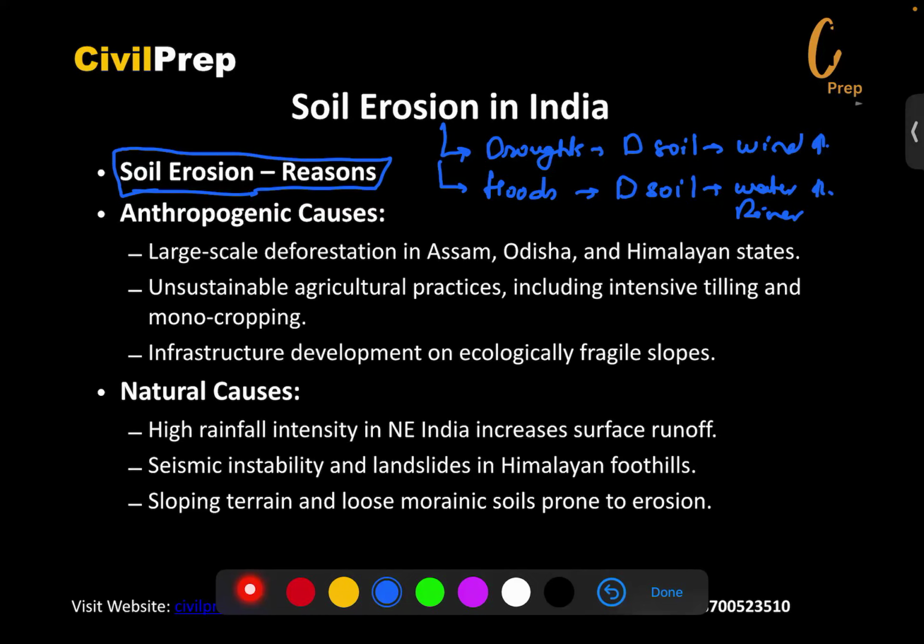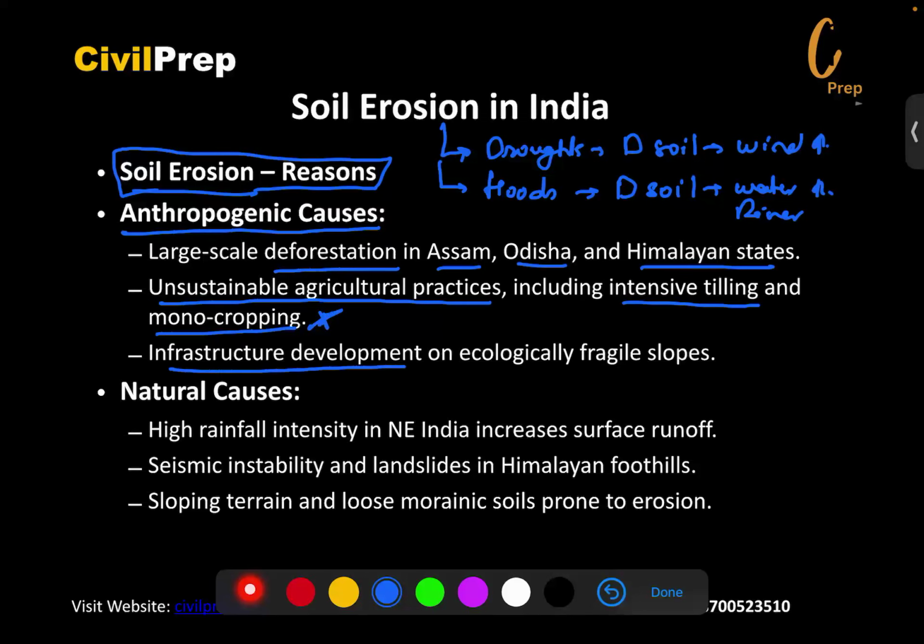Then we have anthropogenic factors, which are ascribed here. The anthropogenic causes are deforestation in Assam, Odisha, and Himalayan states. Then unsustainable agricultural practices, intensive tilling, and monocropping. This is a very important factor. Infrastructure development on ecologically fragile slopes, this is also quite important. Here we can see the Joshimath region, which is currently seeing soil creeping and land subsidence.